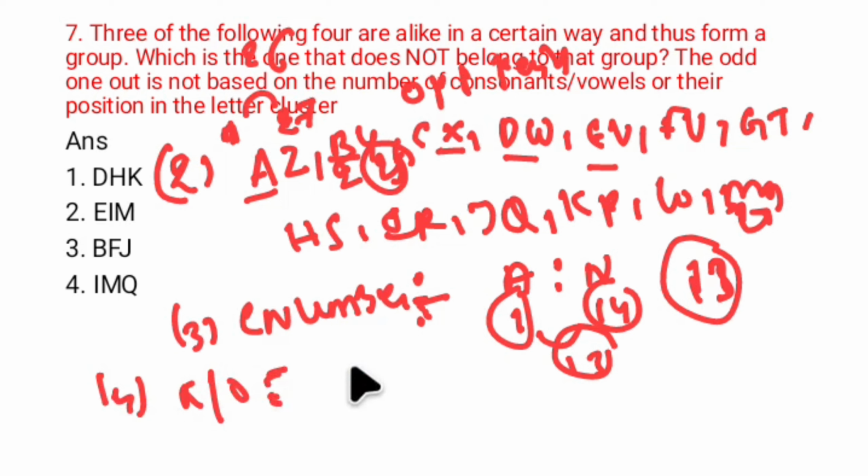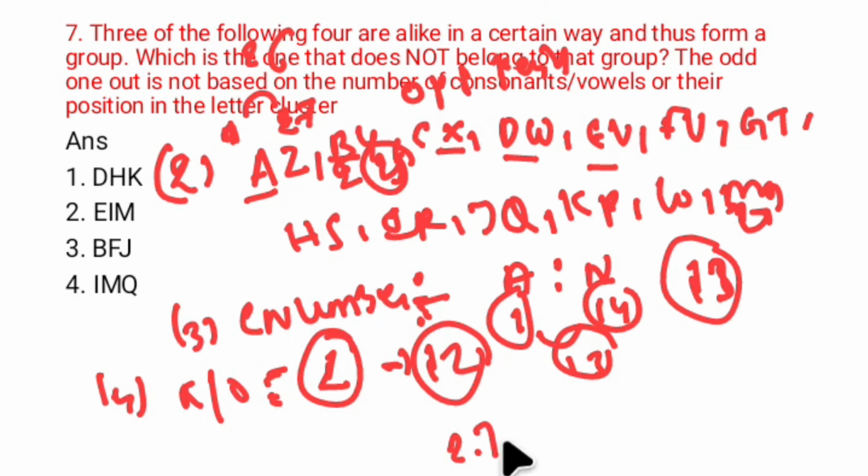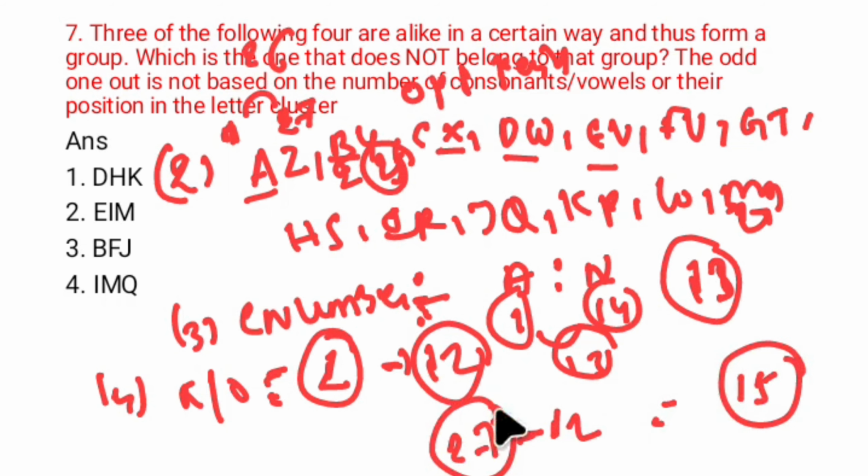Here J10, N14, R18. How much? So here also the difference is 4 and 4. And here I9, M13, Q17. Here also 4. So these three were following the same pattern and this one is not following the pattern. So the odd man out is DHK. Therefore, option 1 is the correct option for question number 7.